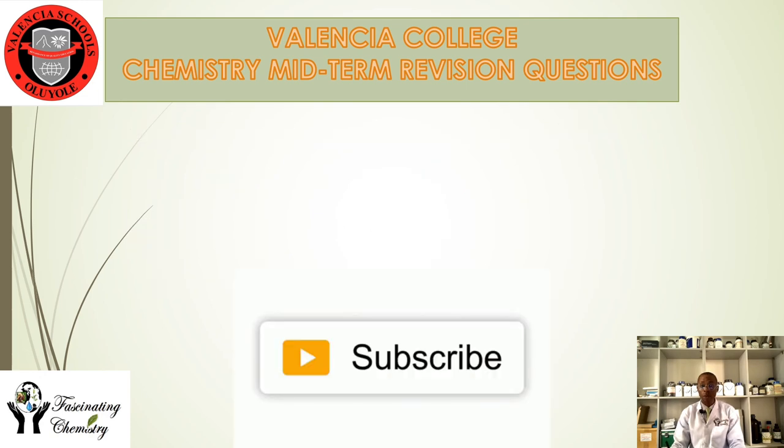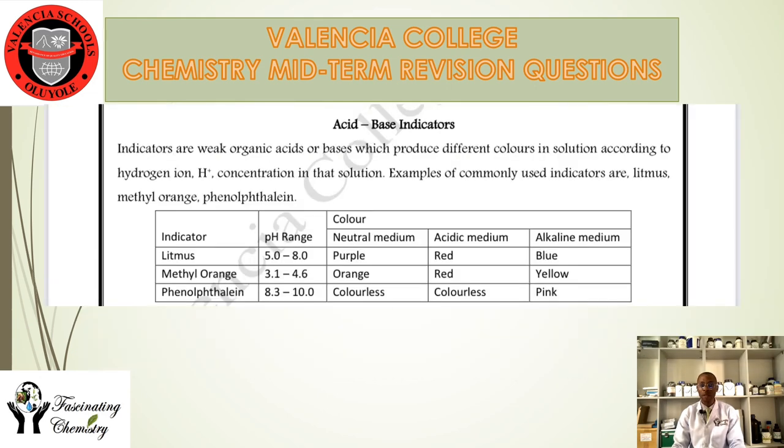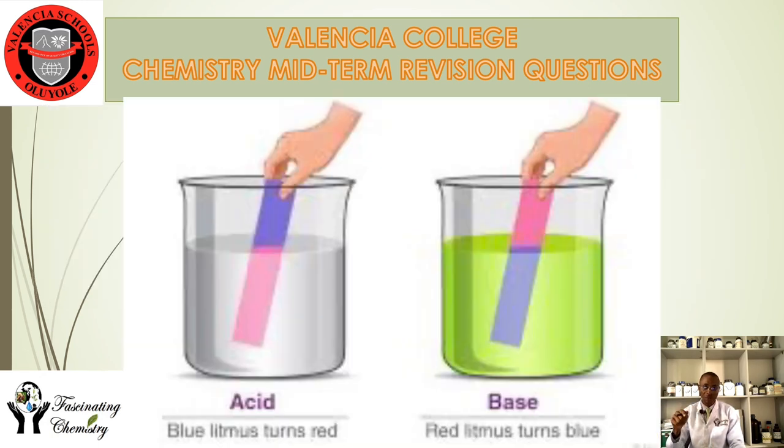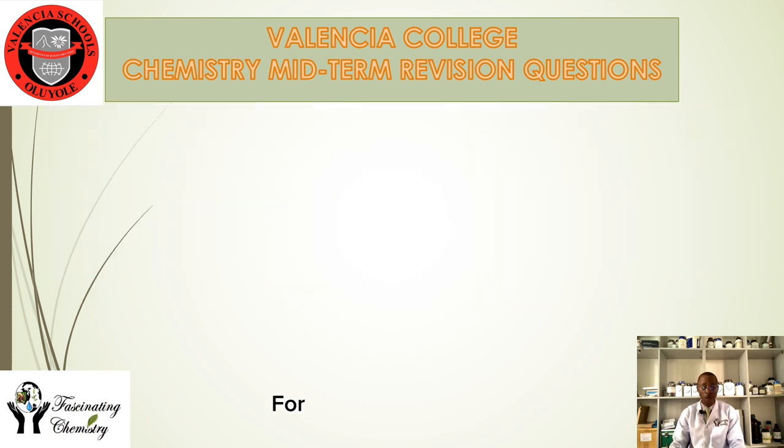The next question is about the colors of indicators in a neutral, acidic, and alkaline medium. This you can always read up. For instance, phenolphthalein, which is an indicator, is actually colorless in a neutral solution. It's colorless in an acid, but in a base, it's now pink colored. For litmus, it is purple in a neutral medium. Litmus is turned from blue to red in an acid. So the color of litmus in an acidic medium is going to be red, while it's going to be blue in a basic medium. So this you can always read up.